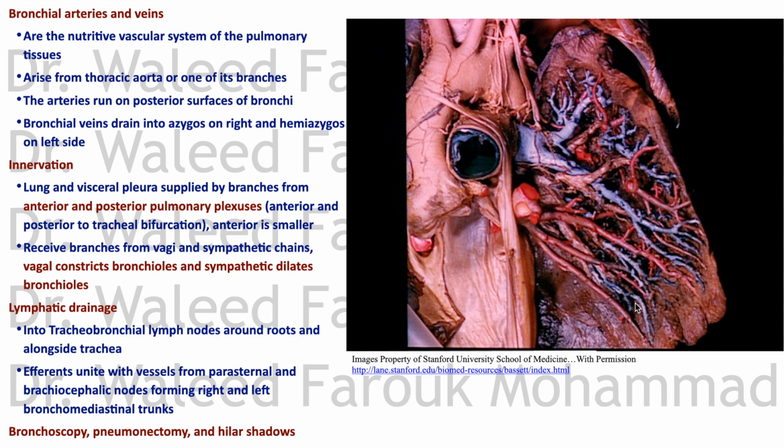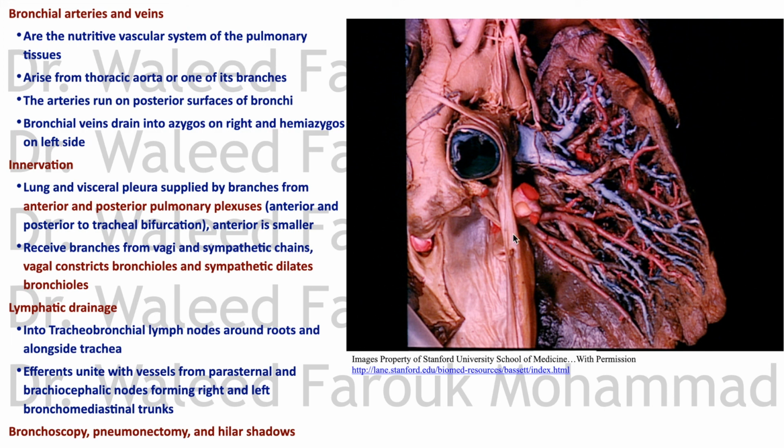Lymph drains from all of both lungs to the tracheobronchial lymph nodes. Then they form the so-called bronchiomediastinal trunks, which will eventually join the thoracic ducts on the left or the right. Now we talked about pneumonectomy.